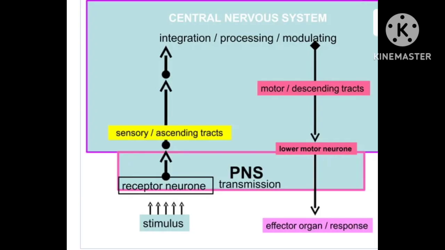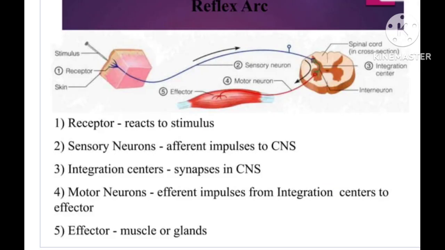Central nervous system, you can see all the motor descending tracts and sensory ascending tracts. So this is the flow chart of central nervous system. Next is reflex arc. This is the structure of reflex arc. So receptors react to stimulus, sensory neurons carry afferent impulses to central nervous system, integration center synapses in central nervous system, motor neurons carry efferent impulses from integration centers to effector, and effector includes the muscles or glands.